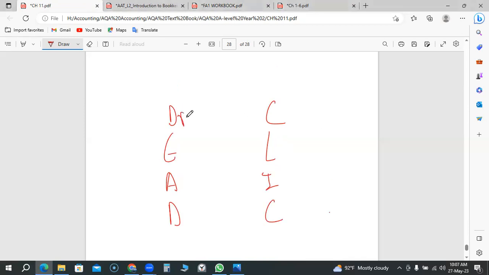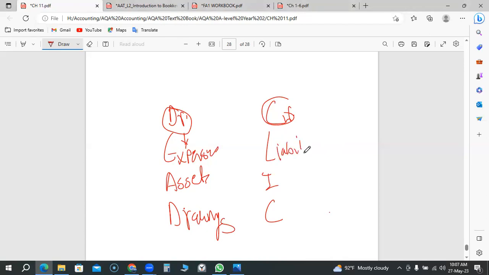D denotes debit, DR, and C is credit, CR. So the DEAD items are debit: E for expenses, A for assets, and D for what? Yes, drawings. Debit items are expenses, assets, and drawings. Credit items are liability, and income. I for income.